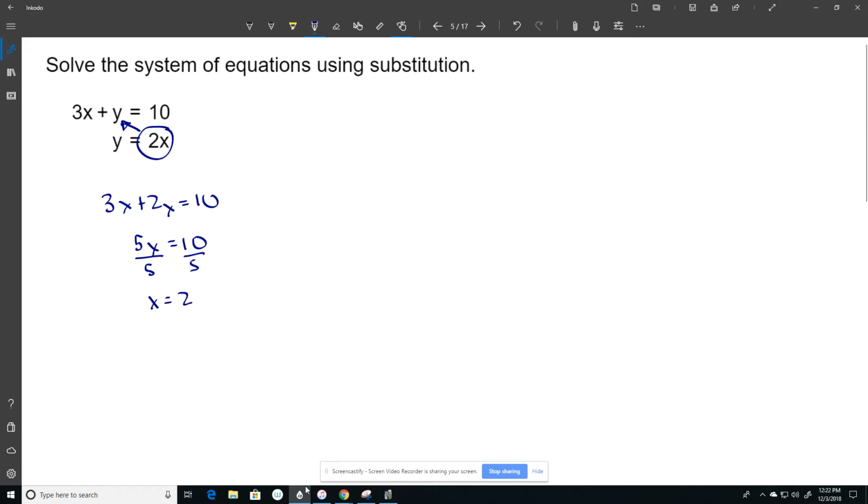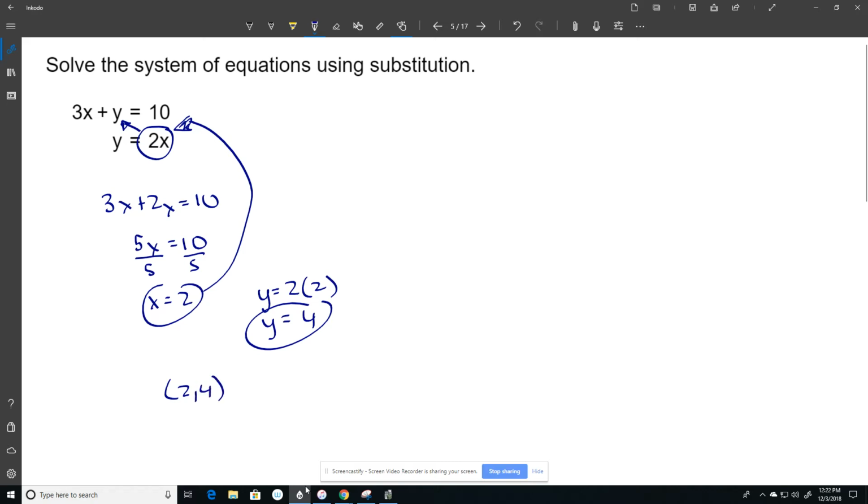I'm not quite done because I also need a y value. So once I know my x, remember, just plug it in right there for x and figure out what y is. So y equals 2 times x, which is 2 times 2, which is 4. So x equals 2, y equals 4. I'm going to put that in as an ordered pair because it is a point on the graph. So parenthesis 2 comma 4.